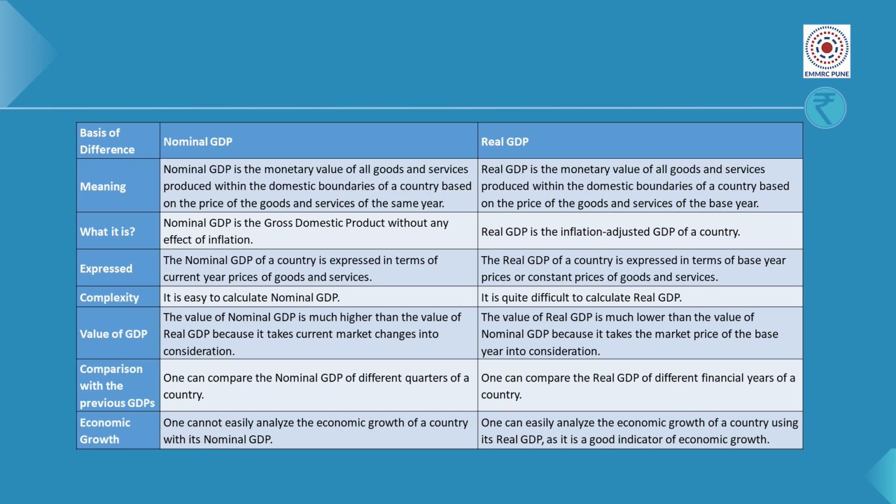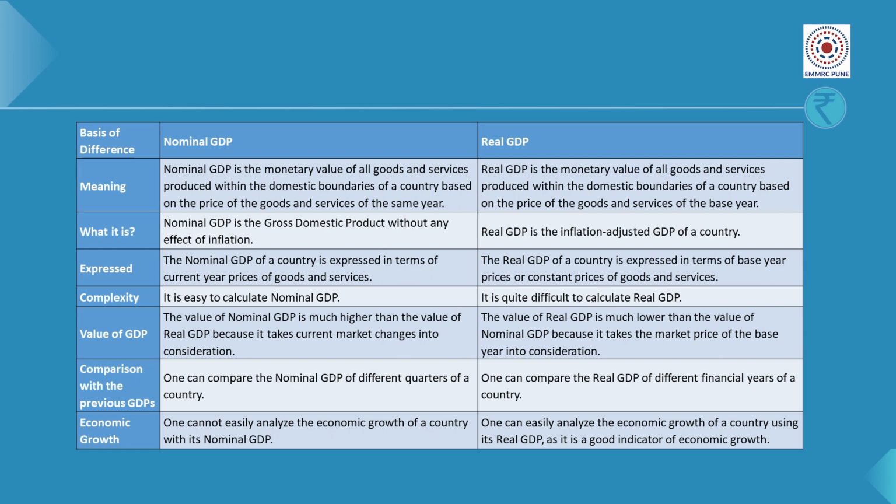Now, what is nominal GDP? Nominal GDP is the gross domestic product without any effect of inflation, whereas real GDP is the inflation adjusted GDP of a country. If we express them, then the nominal GDP of a country is expressed in terms of current year prices of goods and services, whereas the real GDP of a country is expressed in terms of base year prices or constant prices of goods and services. If we compare using complexity, then it is easy to calculate nominal GDP, whereas it is quite difficult to calculate the real GDP.